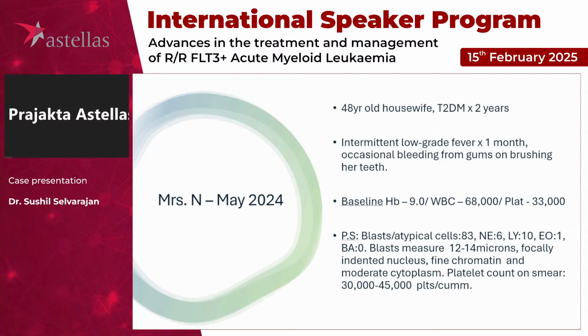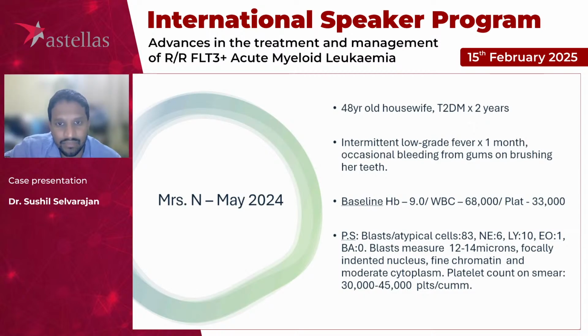So I'll quickly go on to talk about Mrs. N. She came to us last May, a 48-year-old housewife, a diabetic for 2 years, but otherwise fairly well preserved. She had intermittent low-grade fever for the past month prior to presentation and occasional bleeding from gums. Her baseline parameters show cytopenias in the hemoglobin and platelet parameters, but the WBCs are 68,000, and the smear shows blasts, atypical cells 83%, clearly looking like AML blasts.